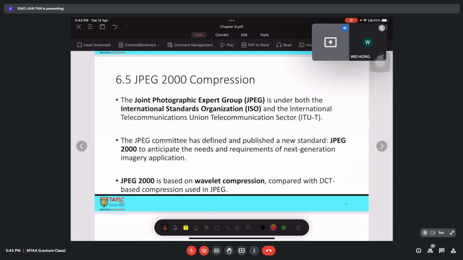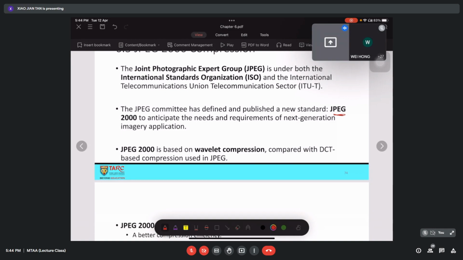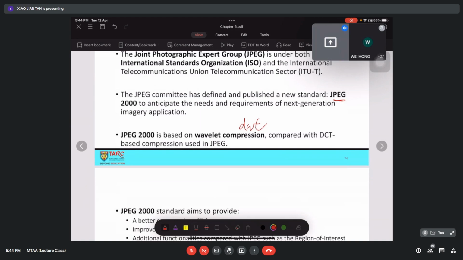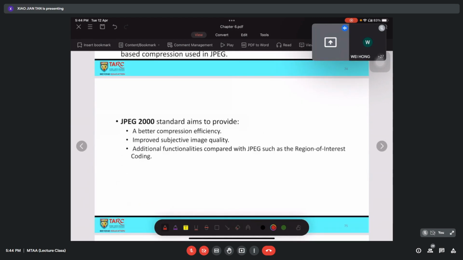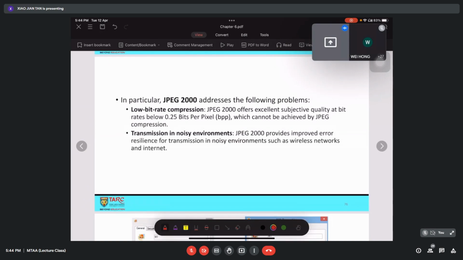Okay, so the Joint Photographic Experts Group, JPEG, is under both the international ISO and also the ITU-T. So the JPEG committee has defined and published a new standard, JPEG 2000, to anticipate the needs and requirements of next generation imaging applications. JPEG 2000 is based on wavelet compression, DWT, compared with DCT-based compression used in JPEG. So JPEG 2000 actually has better compression efficiency, improved subjective image quality, and additional functionality compared to JPEG, such as region of interest coding.